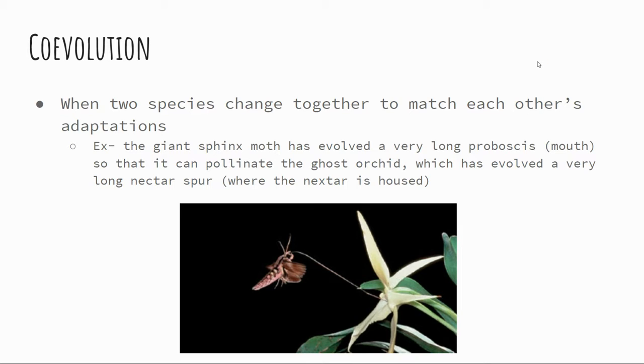Coevolution, another review vocab term, is when two species change together to match each other's adaptation. So the example here in the picture, you'll see a giant sphinx moth has evolved a very long proboscis so that it can pollinate the ghost orchid, which has evolved a very long nectar spur, a lot longer or deeper to get to where the nectar is housed.